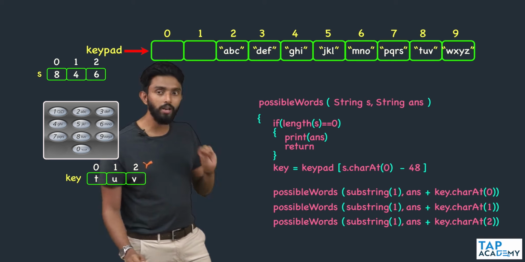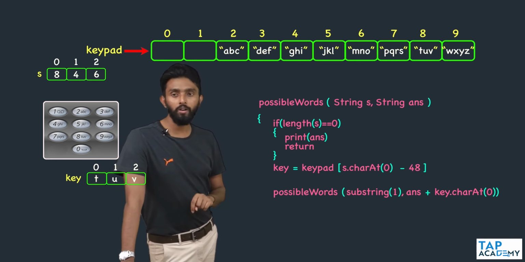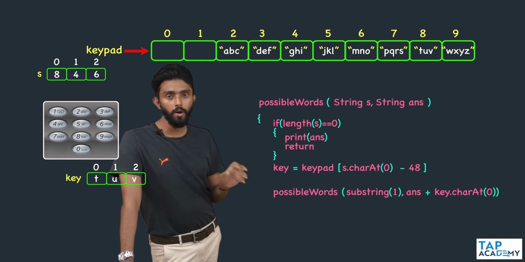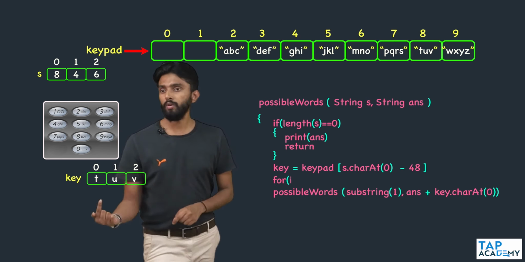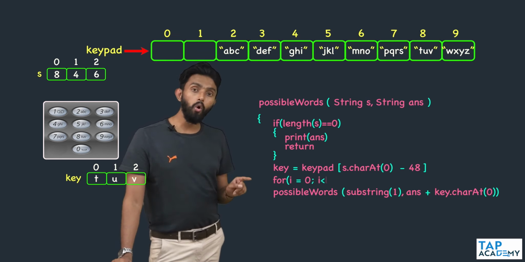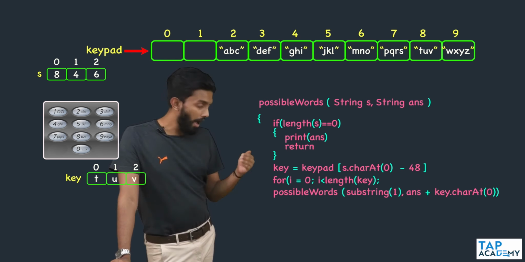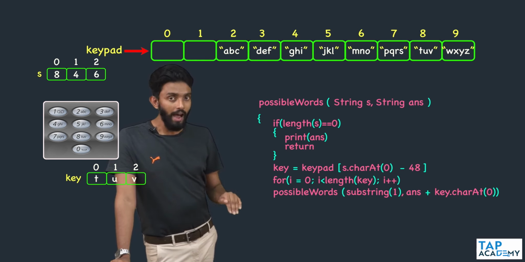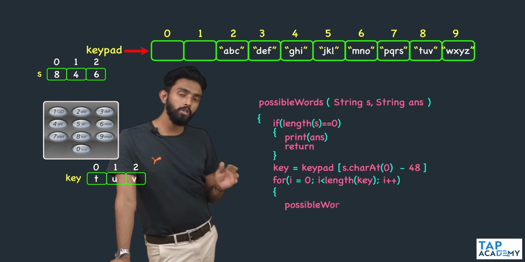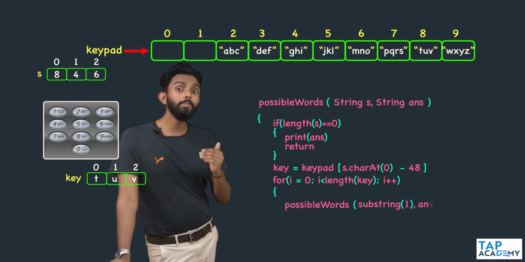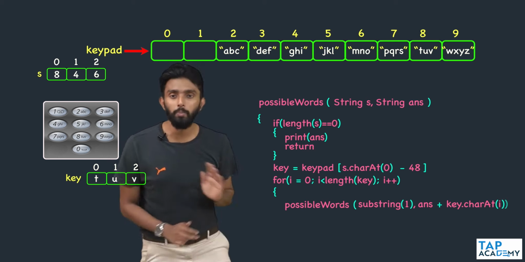What I will do is remove the last 2 calls. I'll just keep one call, possible words, and put it inside a loop where I tell for i begins from 0, i goes till the length of the string. Hope you're able to think. i increments 1 by 1, i plus plus, and inside that I will call possible words of substring of 1 comma answer plus the character at the ith position in general.